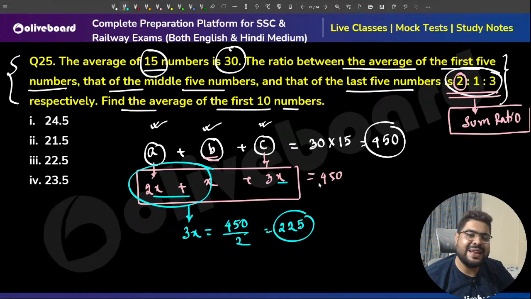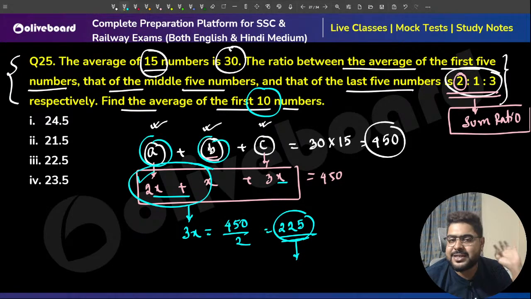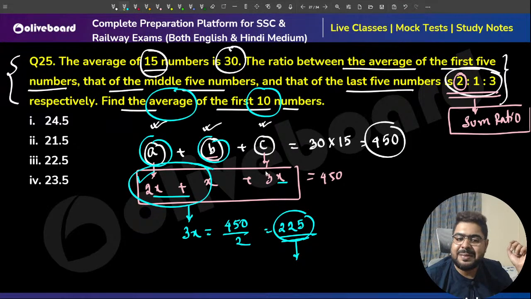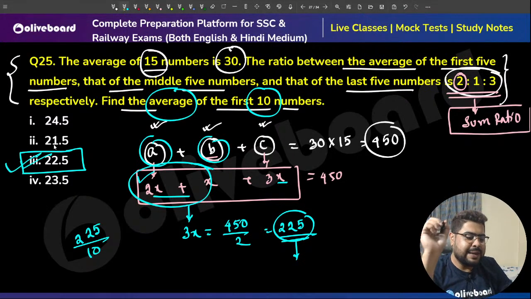Now sir, they have asked for the average. The sum is 225, for 10 numbers. This 5 number, this 5 number, this 5, this 5. So what will be the average, sir? Divide this by 10. The answer will be 22.5. That is option number 3. Option number 3 is the correct answer.